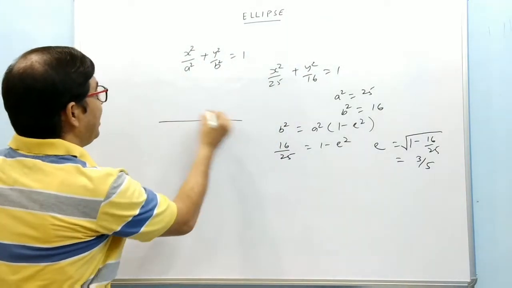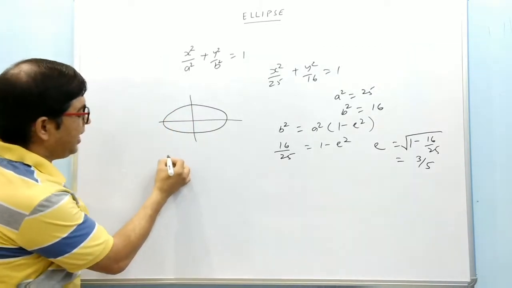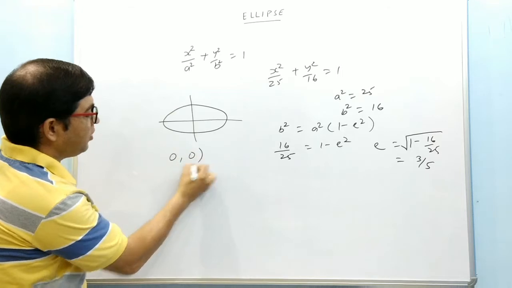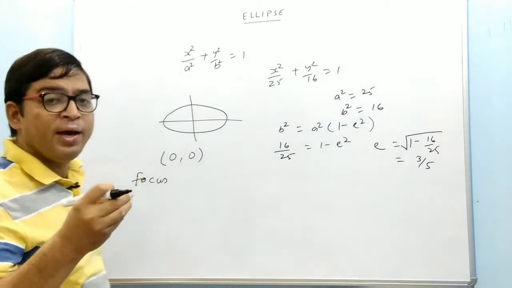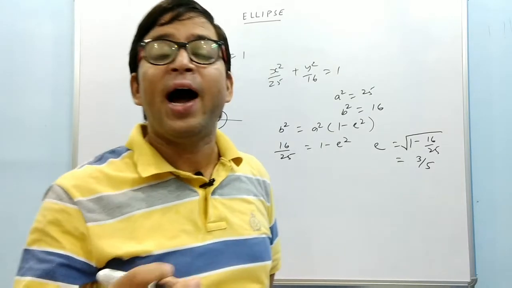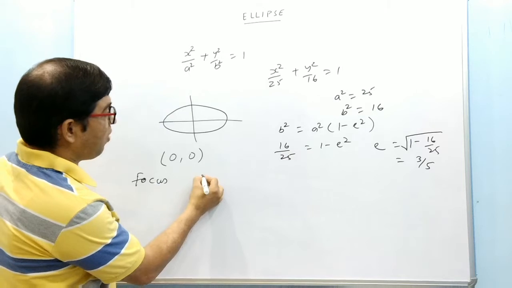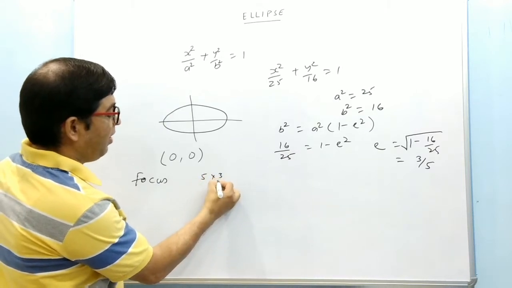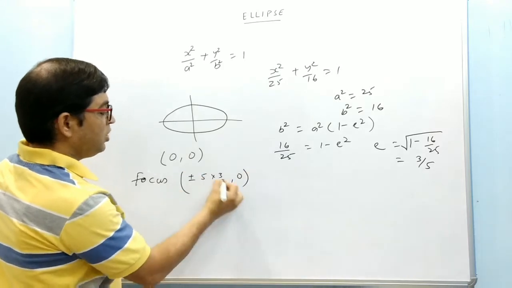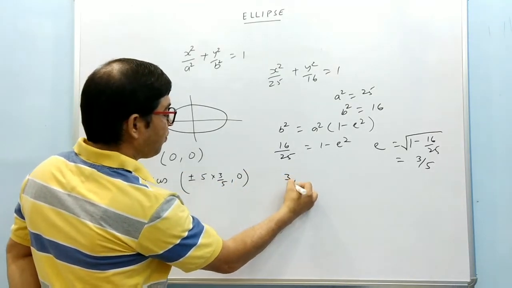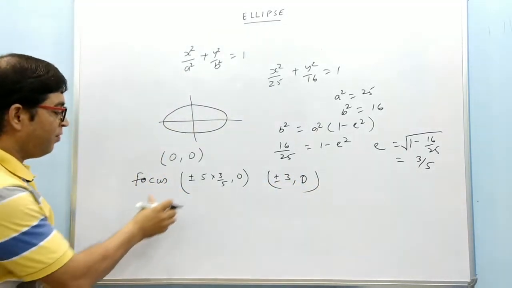This diagram will be like this. Horizontal one, is it? What is the center? Center is all the time (0, 0). Focus is (ae, 0) and (minus ae, 0). So what will that be? a is 5, e is 3 by 5, so (plus minus 5 times 3 by 5, 0). This is coming out to be (plus minus 3, 0). So we got the focus.